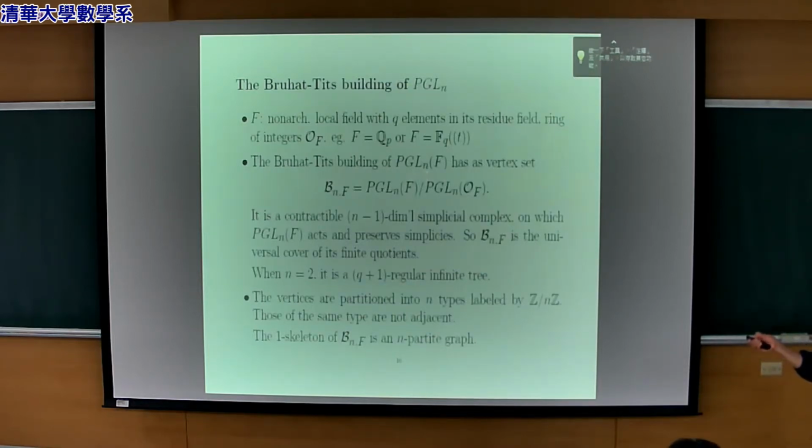So in general, for PGL_n(F) here, the vertices are partitioned into n types. You can color them with n colors. We can label them by integers mod n. So the vertices of the same type are not adjacent to each other. The adjacent ones are across different types. If you just look at the vertices and the edges, this structure is called the one-skeleton of this building. It is an n-partite graph.